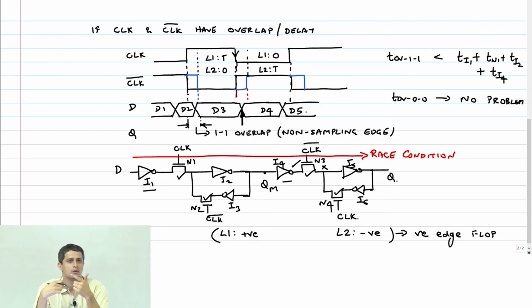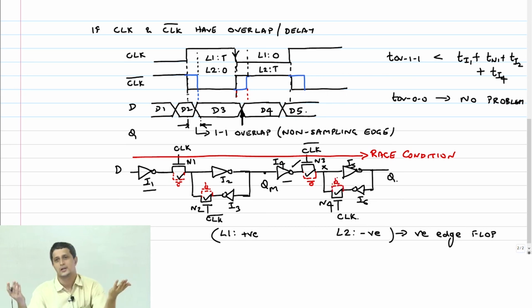So what other configuration do you think will have a problem in the 0-0 overlap? All I have to do is put a PMOS transistor in here, and here, and all that, and have these transistors conduct even in the 0-0 case. That's all, right? With the other PMOS ends connected to the appropriate clock polarities.